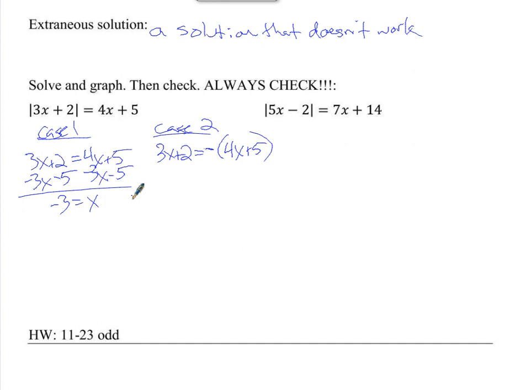Case 2, same idea, but now I'm going to have to distribute that negative sign in first. So we have 3x plus 2 equals negative 4x minus 5. And like I said, if you wanted to start with that step, you certainly could do so. All right, this time, my negative x over here will become positive if I move it over there. So I'm going to add 4x here to both sides. And if I move my x to the left, I better move that number to the right, so minus 2, minus 2.